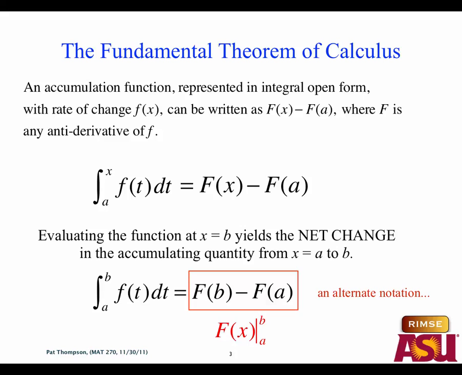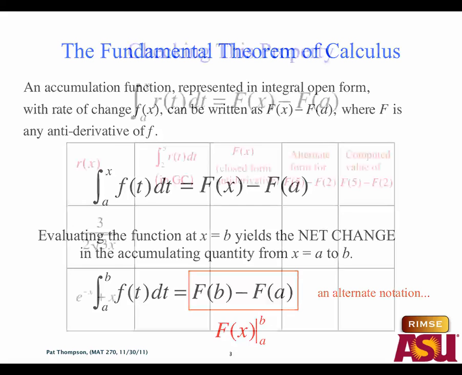It means plug b in, plug a in, and subtract. Okay, so the real advantage is if we can get a closed form version of capital F. If we can get a closed form version of capital F, then we have an accumulation function that's a lot more ready to use and just gives us lots of outputs of accumulation quickly. And so that's kind of what we're working on next.